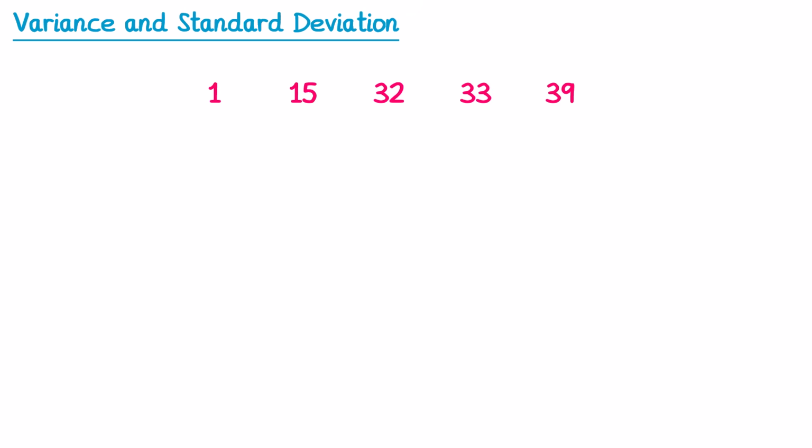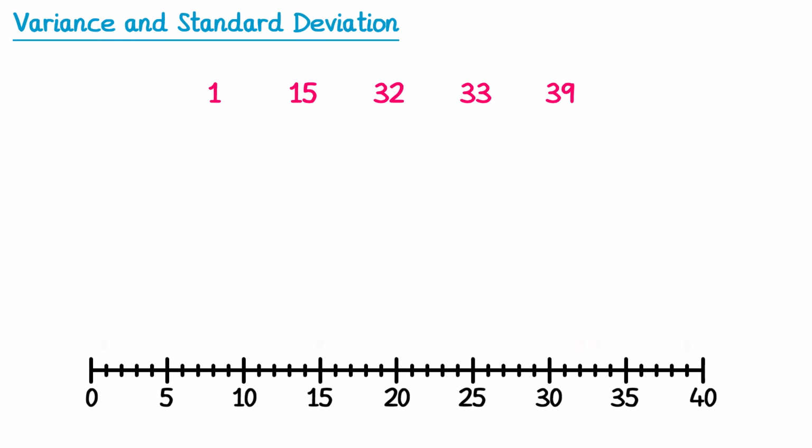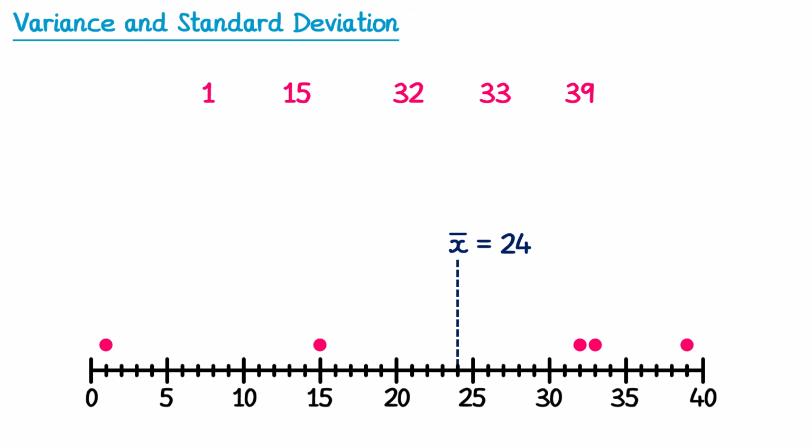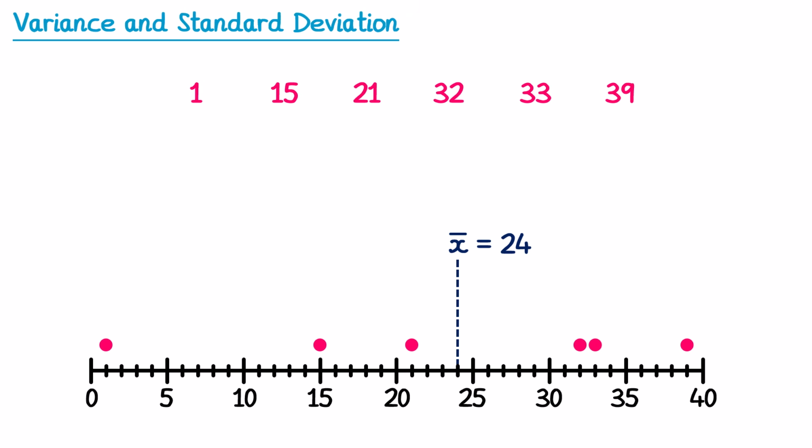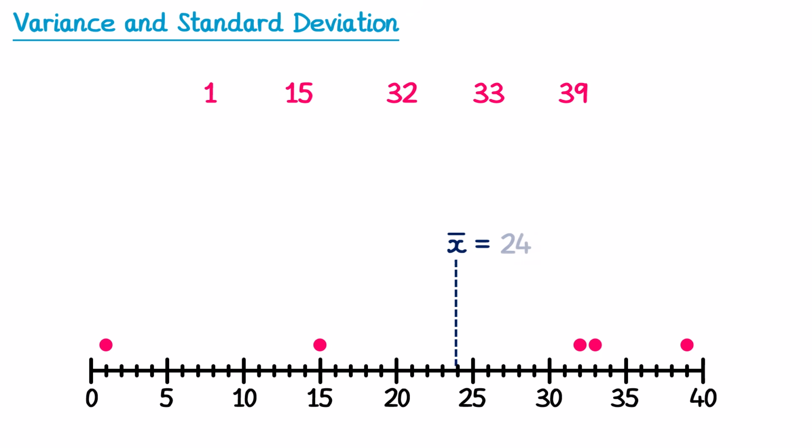Let's take this set of data here. If we were to draw it out, it would look like this, and the mean of this set of data, x bar, is 24. Let's add in a number to this data that's below the mean. For example, if we added in the value 21. When we include this value into the dataset, the mean actually decreases. It goes down to 23.5. This is because 21, the value we added, is below the mean.